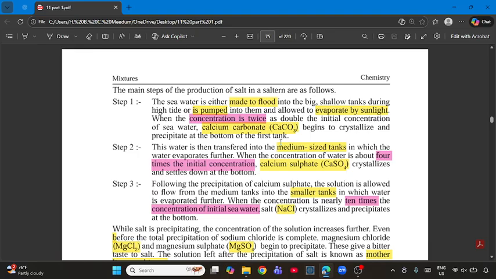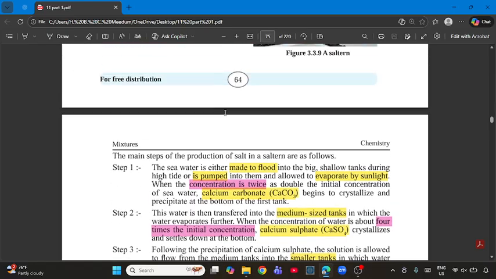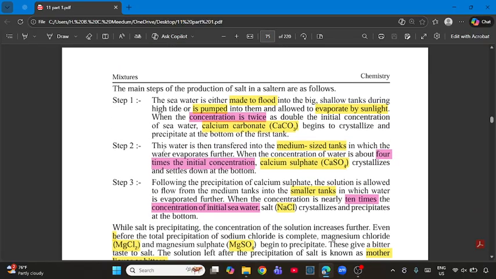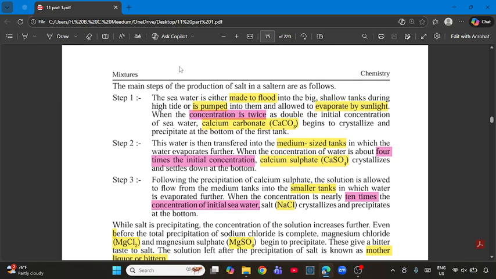You have heard about high tide and low tide. At the time of high tide, seawater is automatically made to flood into those tanks, or otherwise it has to be pumped into these big shallow tanks. Okay, large shallow tanks are the first type of tanks, so the water should be pumped or made to flood into them and allowed to evaporate by sunlight. How does it get evaporated? By sunlight, no heating, just by sunlight.